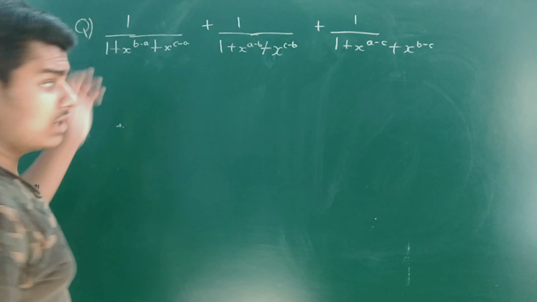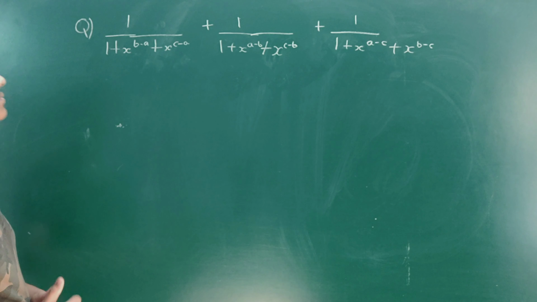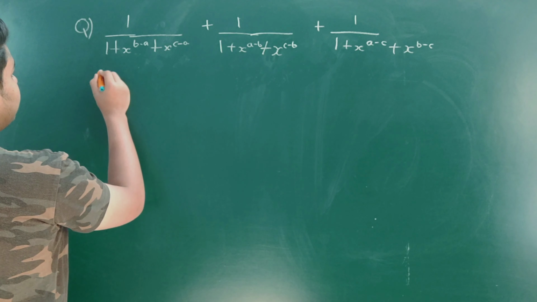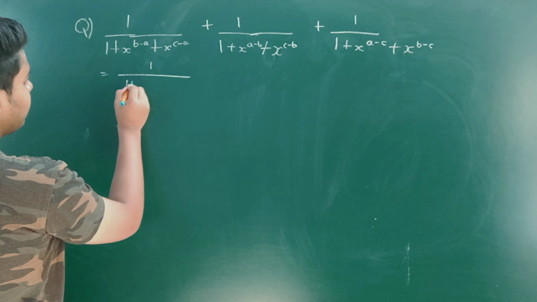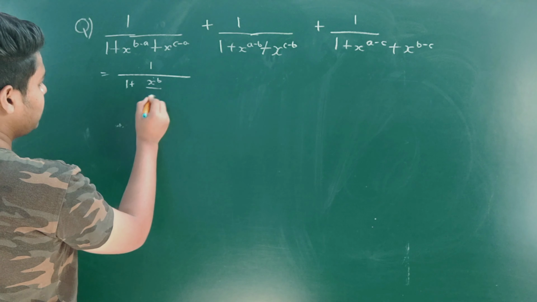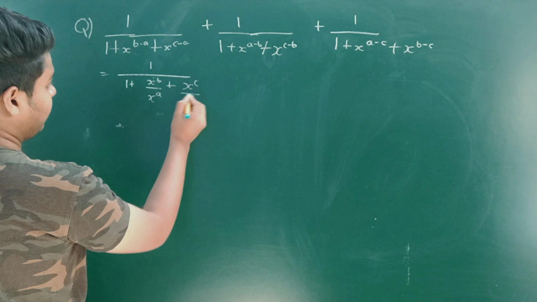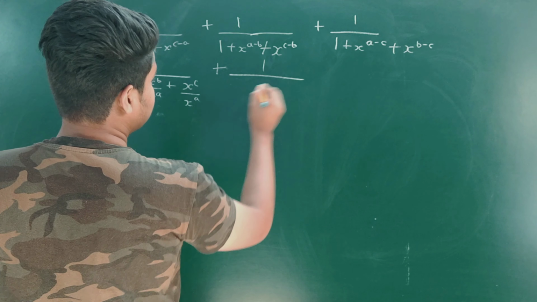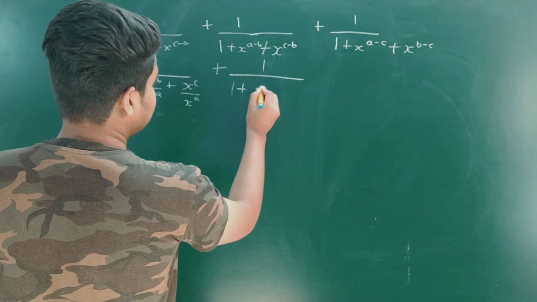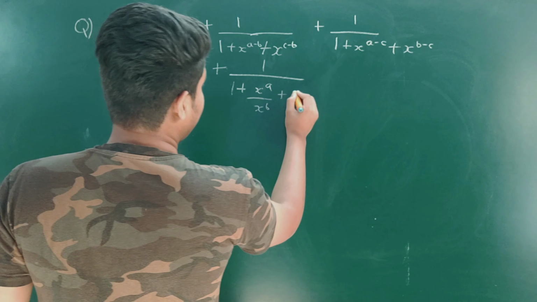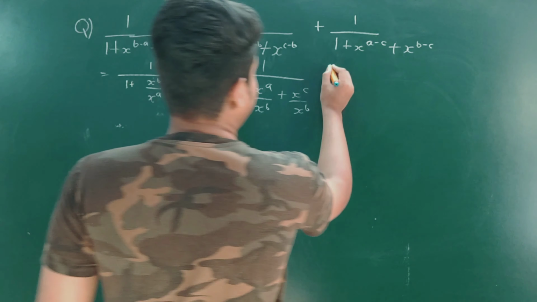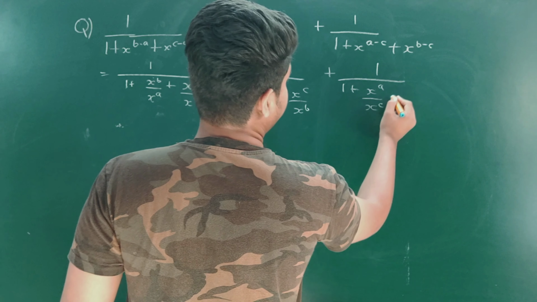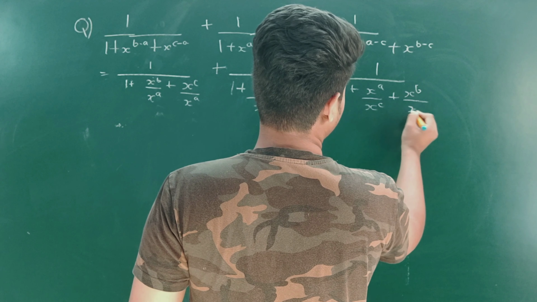We have the expression as you can see on the board. Now we have to differentiate it. So for this part, we can write this as 1 upon 1 plus x to the power b upon x to the power a plus x to the power c upon x to the power a. Similarly, the second and third terms can be written the same way: plus 1 upon 1 plus x to the power a upon x to the power b plus x to the power c upon x to the power b, and plus 1 upon 1 plus x to the power a upon x to the power c plus x to the power b upon x to the power c.